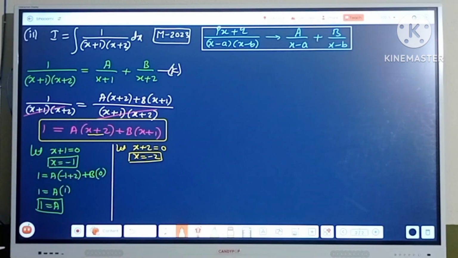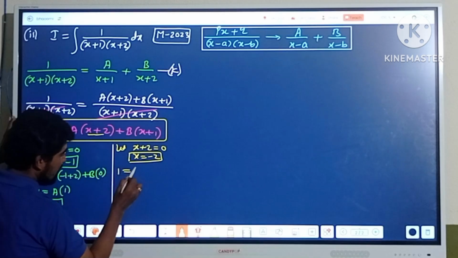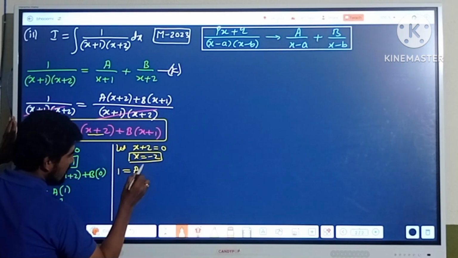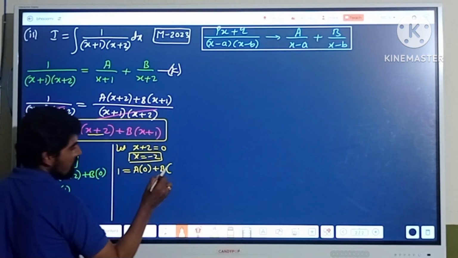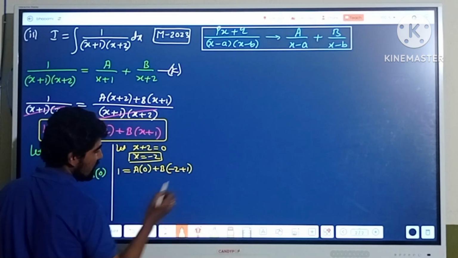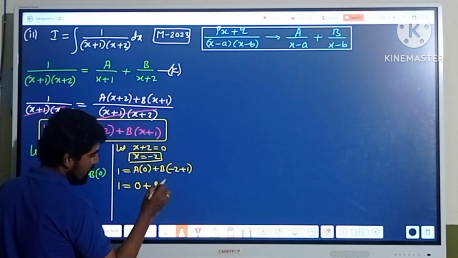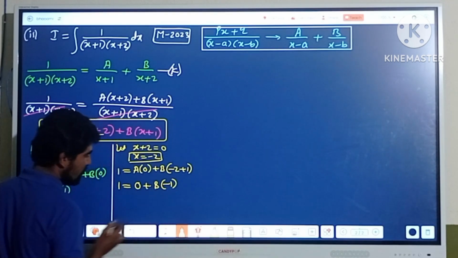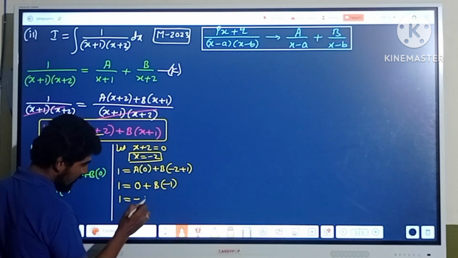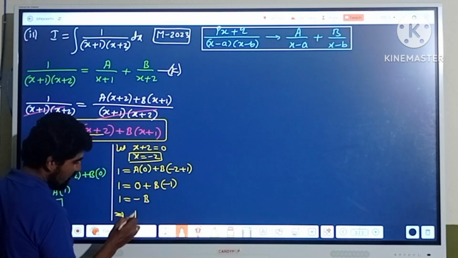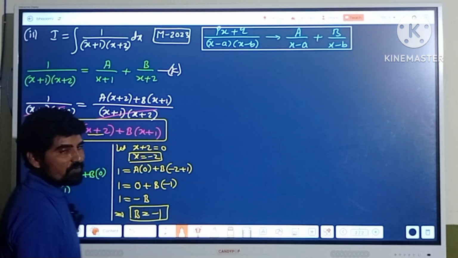Now by using this x in the above equation, 1 is equal to a into x plus 2, which is 0, plus b into x plus 1, which means minus 2 plus 1. Therefore, 1 is equal to a into 0, plus b into minus 2 plus 1, which is minus 1. Therefore, 1 is equal to b into minus 1, which is minus b, which implies b is equal to what? Minus 1. So we got the values of a and b.